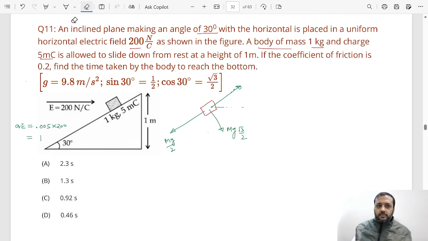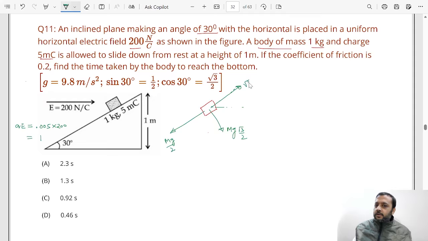So you can write this as root 3 by 2 newtons, 1 into root 3 by 2. This is the upward component of QE, and then this will be the inward component of QE, because QE, remember, is acting like this. This angle was 30, so this angle will be 60. So this will be QE cos 60 or sin 30, whatever you want to call it. That means 1 into sin 30, that means half Newton.